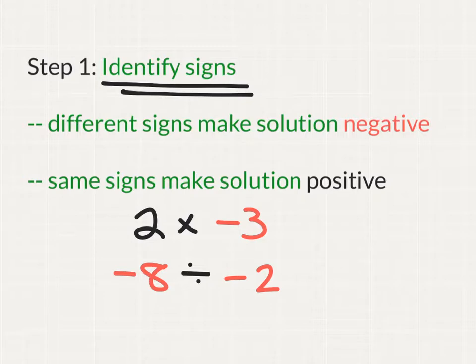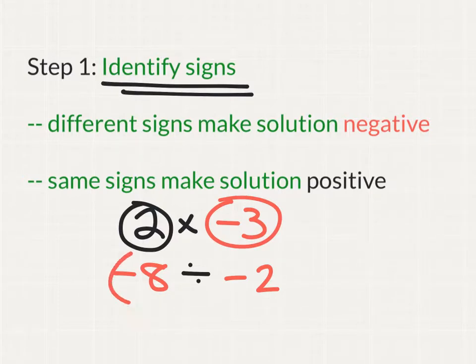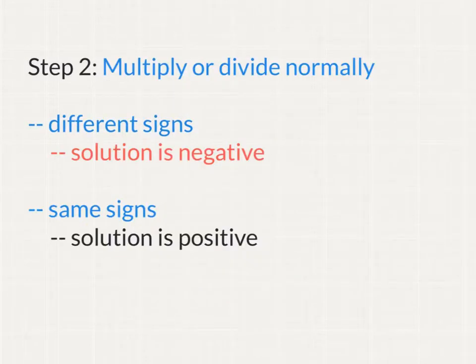For example, you can see here, +2, -3. These signs are different. Or -8 and -2. These signs are the same. This is step 1. Step 2 in our algorithm says to multiply or divide normally.